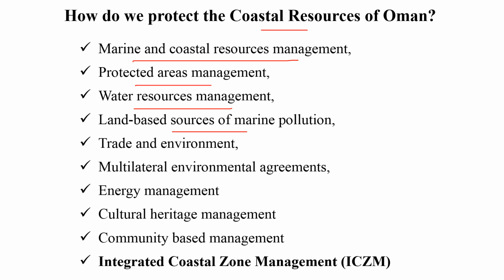Okay, and land-based sources of marine pollution: the effluents that are going to the ocean should be scientifically and properly treated before discharge into the ocean. Then trade and environment. Business is always required, economy is also required, but along with business, trade or economy, you have to consider the environment. And multilateral environmental agreements: there are lots of international treaties that can improve the coastal ecosystem.